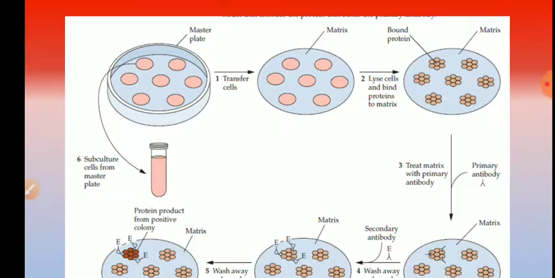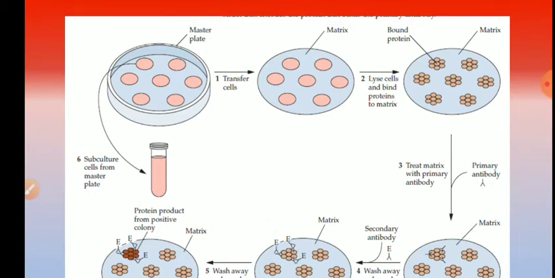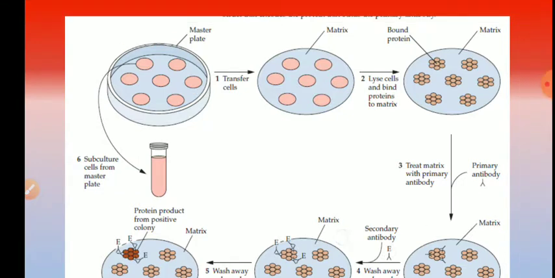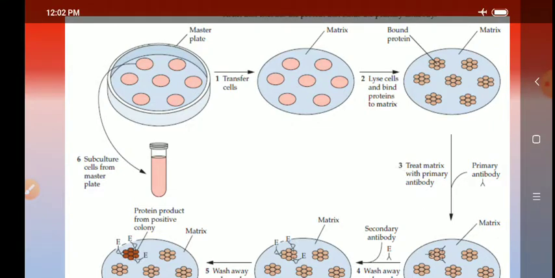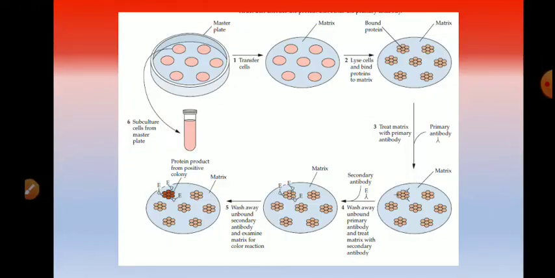Now you can see here you have a master plate. The master plate has certain colonies on it, or the transformed cells are allowed to grow on a master plate. Then the colonies on the master plate are transferred onto a nitrocellulose membrane. The nitrocellulose membrane is exposed to chloroform vapors. See, the colonies on the master plate are replica plated on the nitrocellulose membrane.